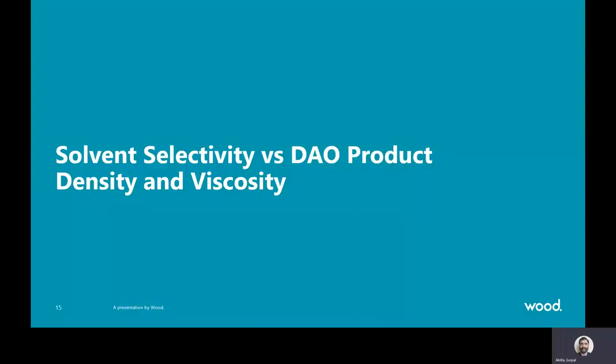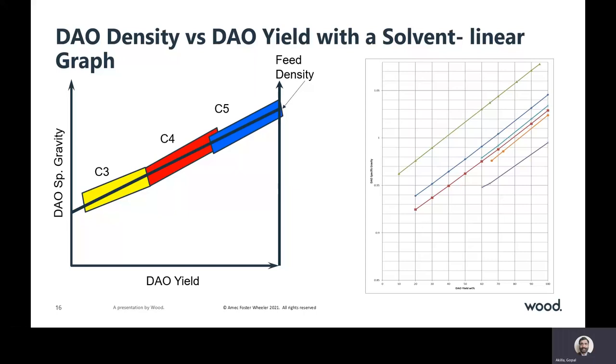Now, what about the solvent selectivity against the density and viscosities of the product? This is more or less a linear relationship. On the right hand side, we plotted the graphs for various residues. The slopes are slightly varying from one another. So the intercept and the slope change for each of the residues.